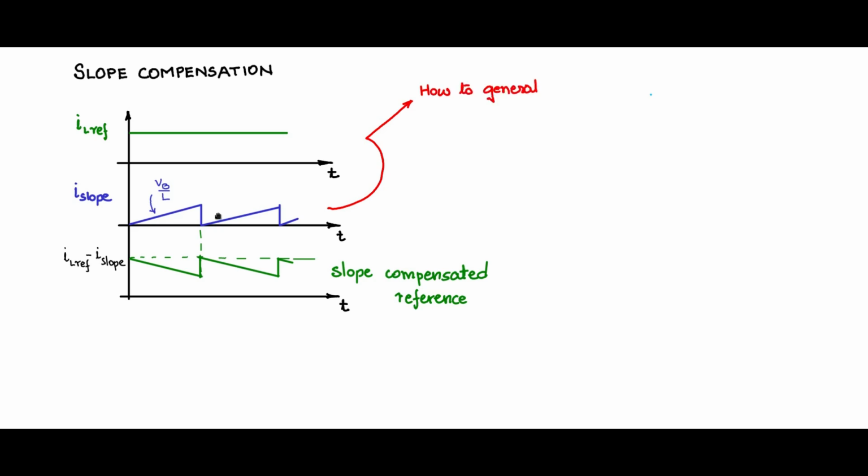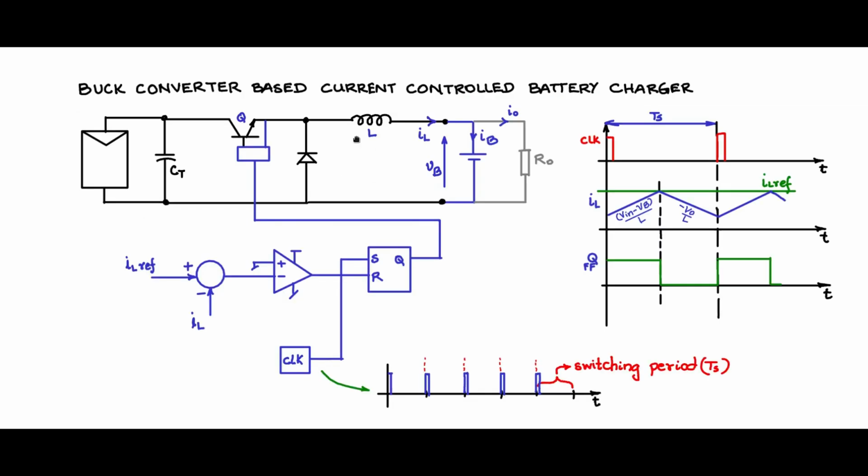So the question: how to generate this waveform? If we look at the inductor current here, what we have drawn, during the 1 minus d Ts period, during the time when the switch is off, the slope of the inductor current is minus V0 by L or minus VB by L. And the magnitude of that slope is VB by L.